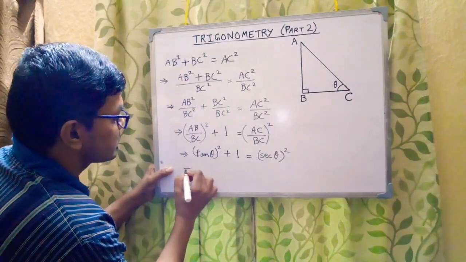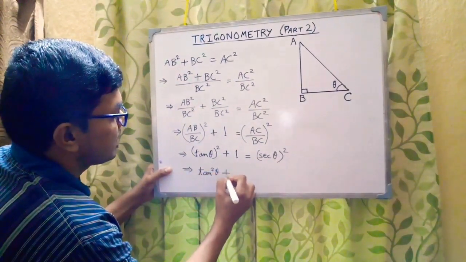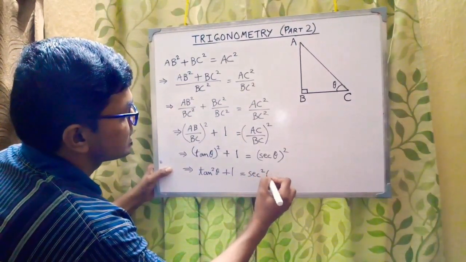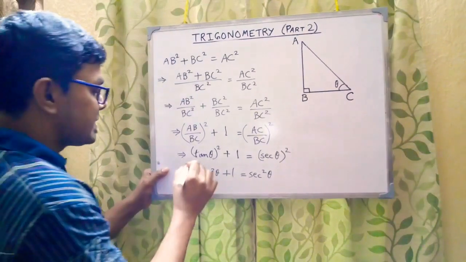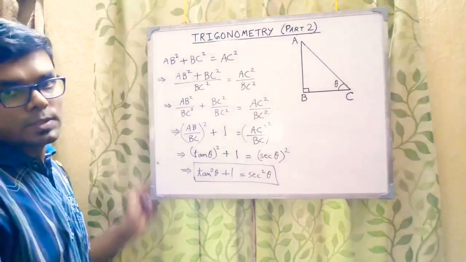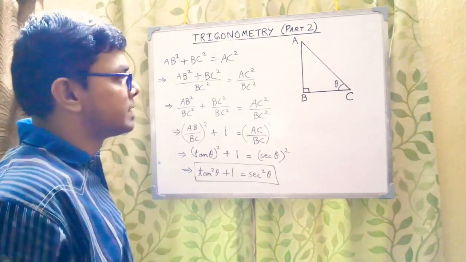So we can write tan square theta plus 1 equals sec square theta. So this is another identity which is also very, very important. There are a few identities which we are learning in this video.